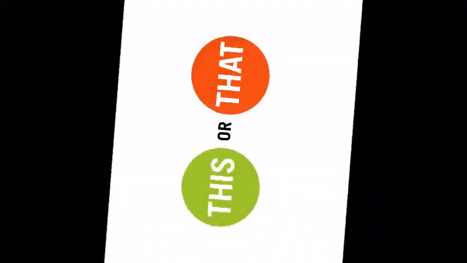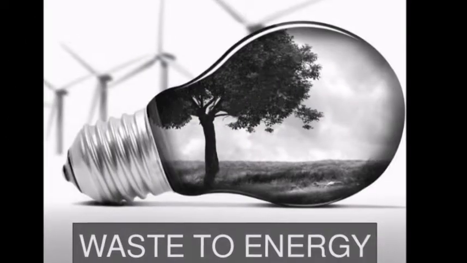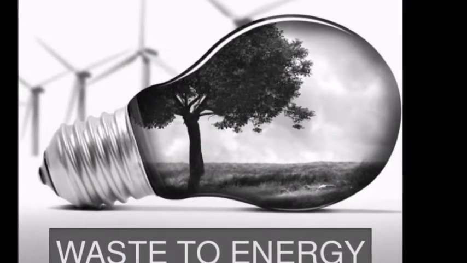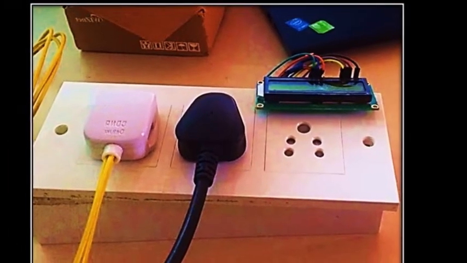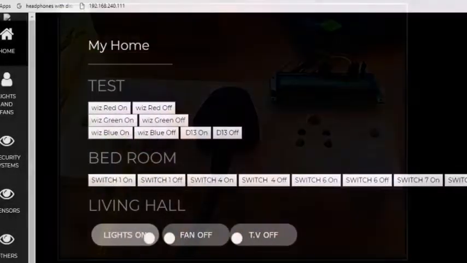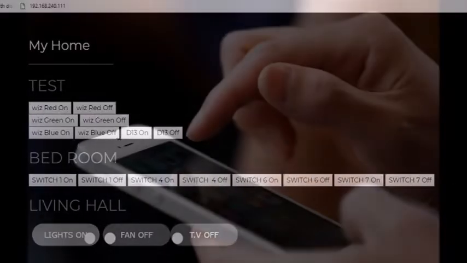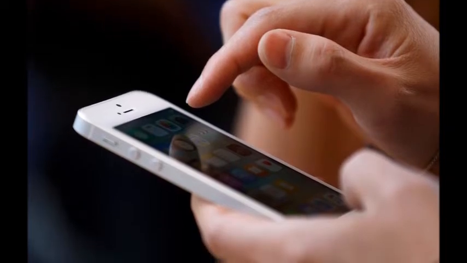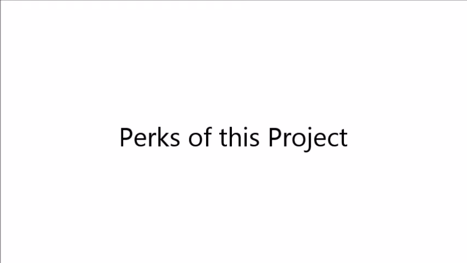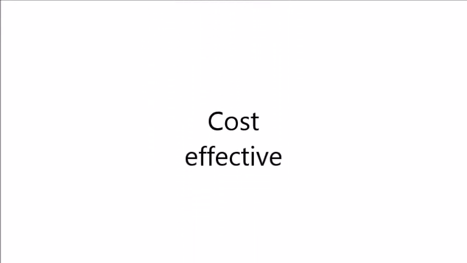You need not come back or ignore it, because ignorance leads to unwanted power consumption, which is really bad for the society. This controller can be operated or controlled through a web application. So, being anywhere, you can control the entire home. All you need is an internet connection. Perks of this project: it's easily implementable, practically possible, and cost effective.